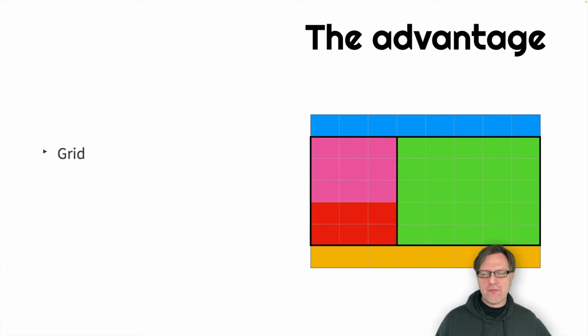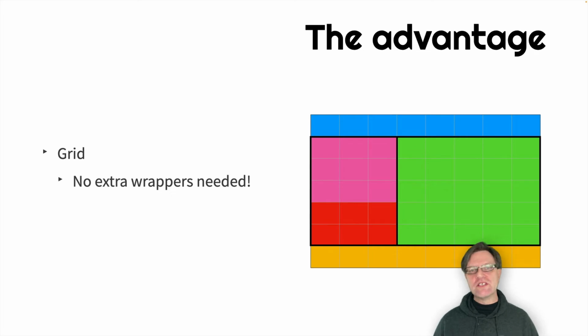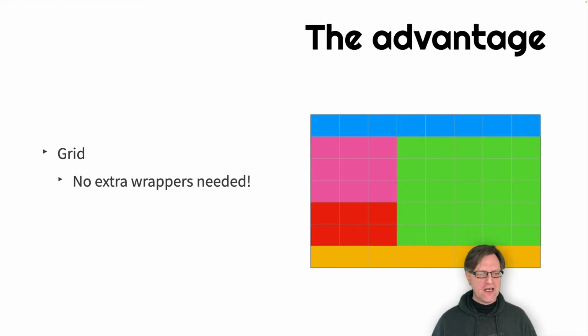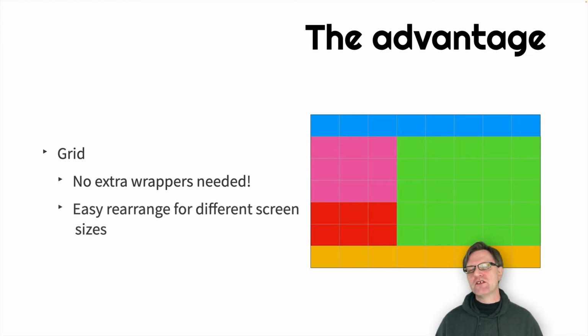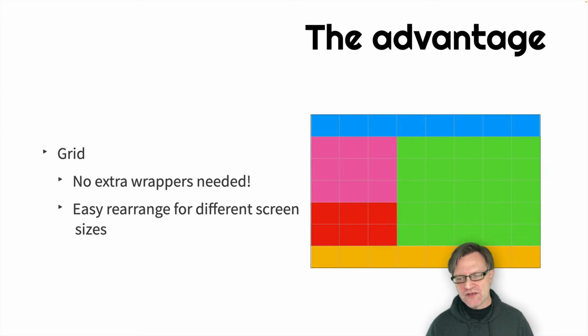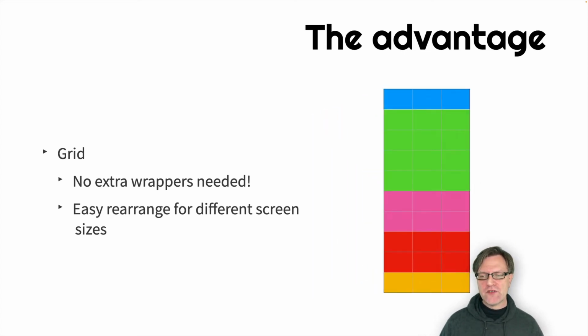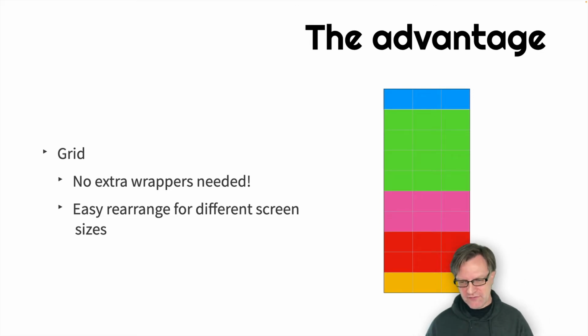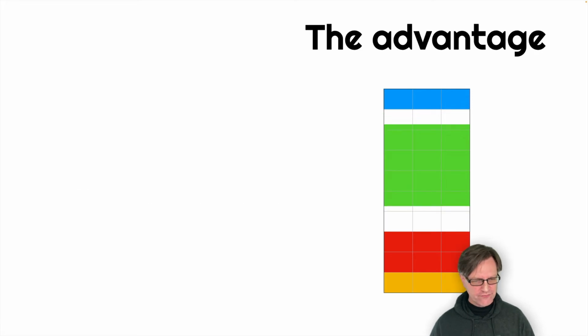So if we compare this with the grid, you don't need any extra wrappers. You need one grid element, the container element, that is needed. And maybe you could say that that is not needed using float, but I still think this is a better method. So you can easily rearrange the placement of your elements when you switch from one screen size to another. So you can easily fix your layout in a good way depending on the screen width or the screen size.